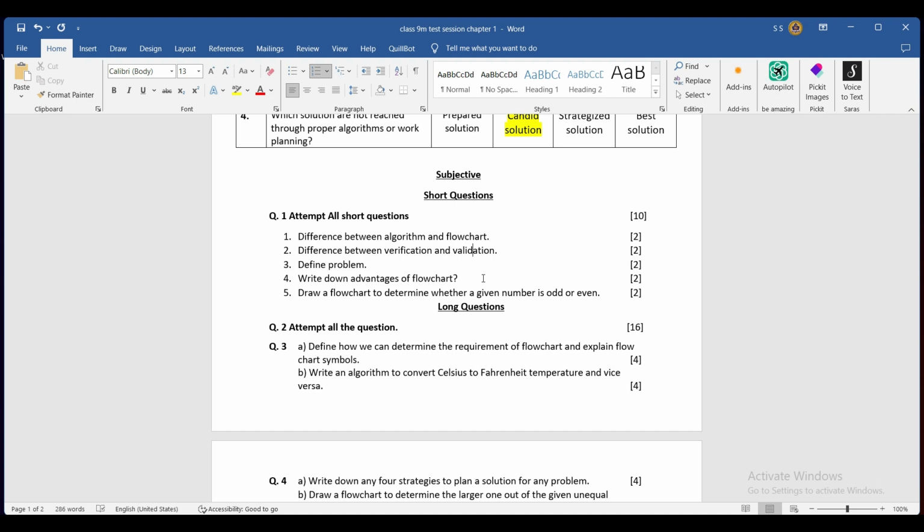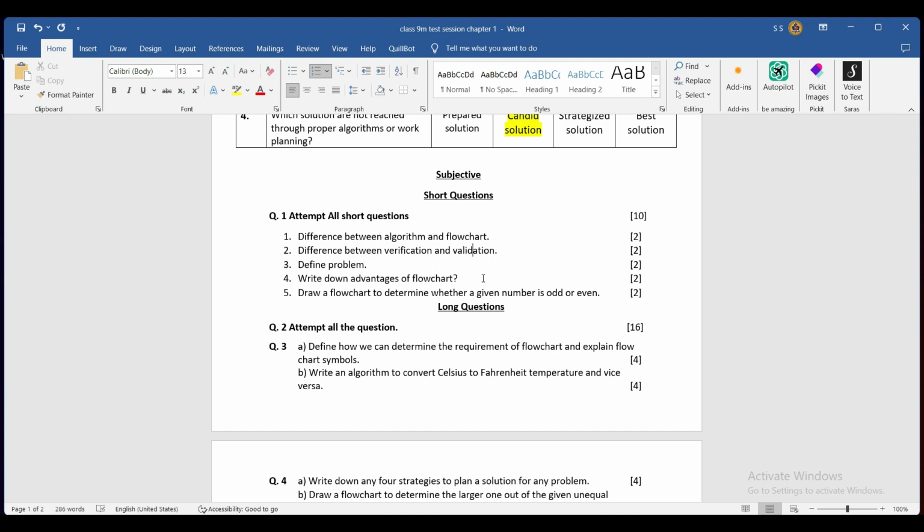So the next question is define problem. So a problem is actually a matter or situation that needs to be dealt with and overcome, right? A problem can be anything, and it is just a matter or a situation that needs to be dealt with and that needs to be solved. That's called a problem.